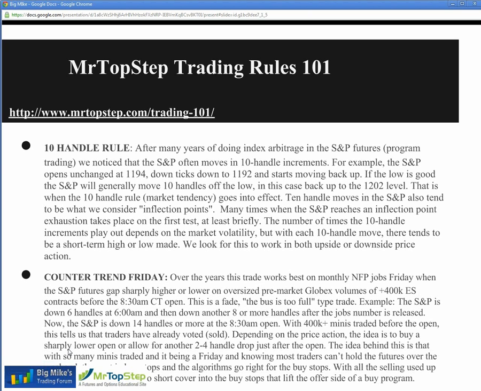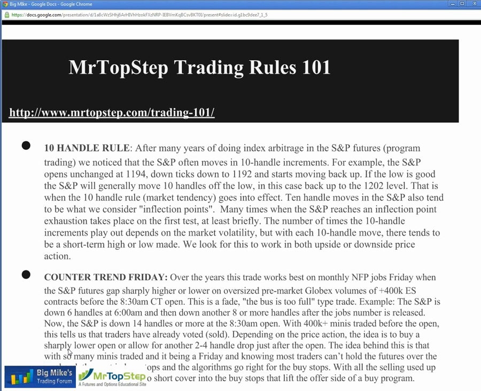But anyway, MrTopStep's got a couple of quick trading rules, and some of this stuff was built up over the years. One of the rules that we use, this is something that I made up, and I redid this rule when I saw it on the website, because they didn't make it up right. They wrote a bunch of stuff that I didn't write. But after many years of doing the index arb business and the S&P program trading, I noticed that the S&P moves in about 10 handles. It moves in 10 handle increments.